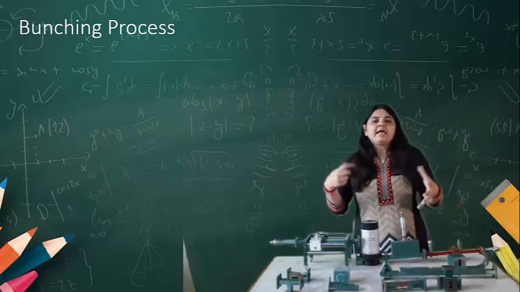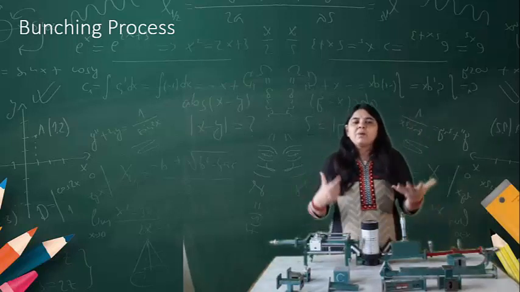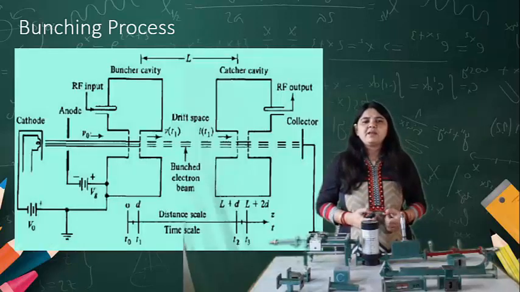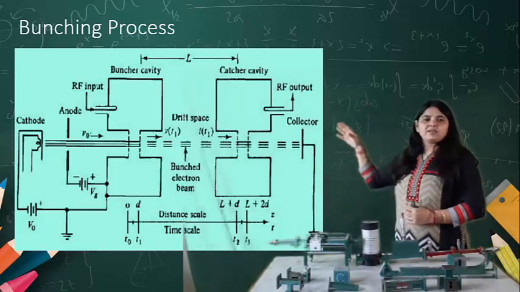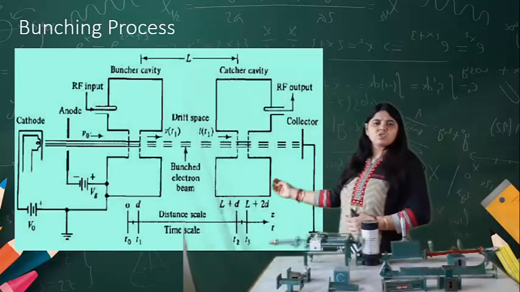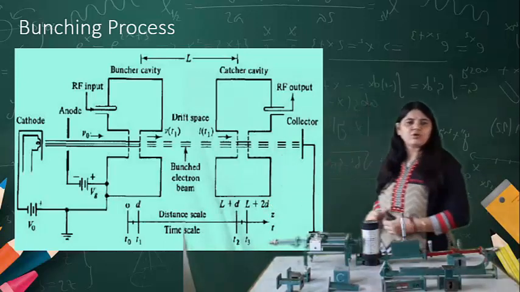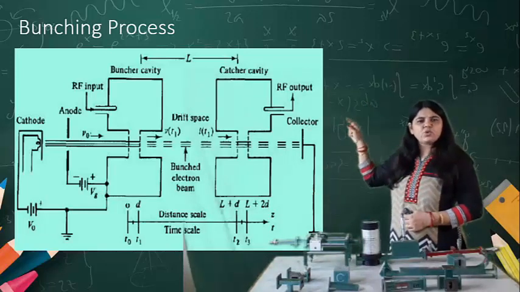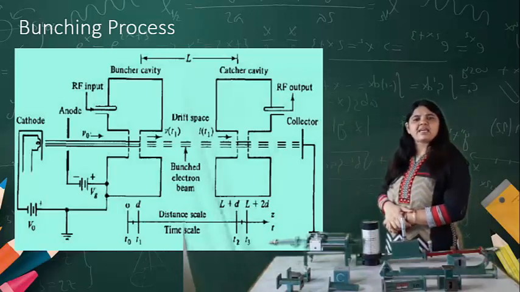Now the bunching process. How the bunch of electrons is made, that process is known as the bunching process. Now here in the diagram you can see there is a cathode. We need to apply some voltage, so the V0 voltage is applied through the battery to the cathode terminal. Now you can see that over here there are two cavities. One is known as the buncher cavity, and the other is known as the catcher cavity.